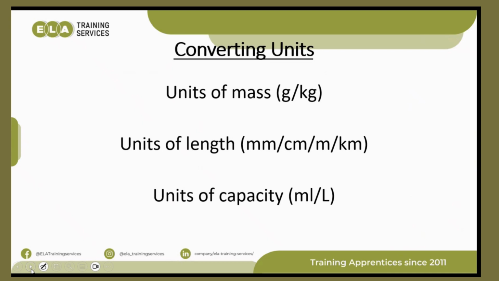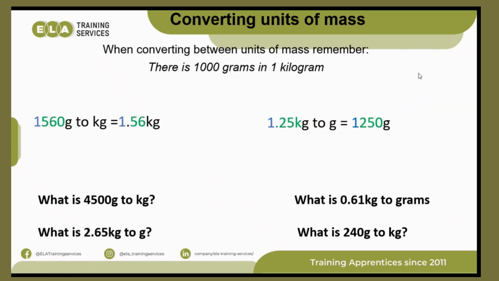So when we're converting units, the main units that we deal with on a daily basis, which are known as metric units, are units of mass, so grams and kilograms, units of length, millimetres, centimetres, metres, and kilometres, and units of capacity, so millilitres to litres. The first one that we are going to look at today is units of mass.